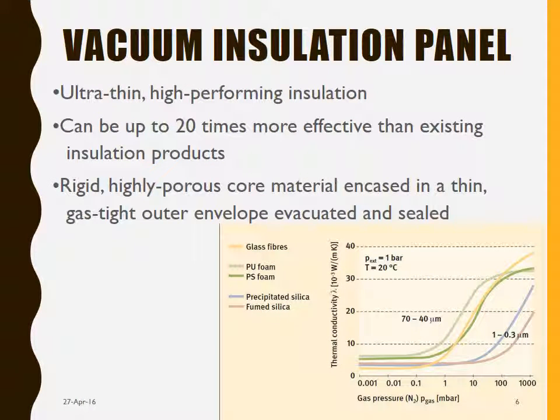Vacuum insulation panels were a revolution in the thermal insulation industry because of their size. They were ultra thin, high performing insulations. They were 20 times more effective than the existing insulation products. This rigid and highly porous core material is encased in a thin gas-tight outer envelope which is evacuated and sealed.